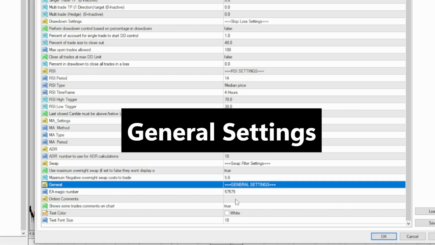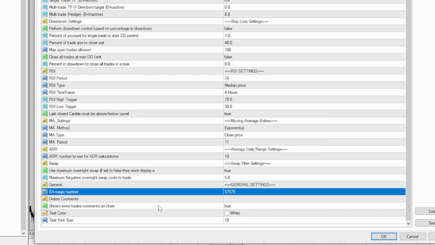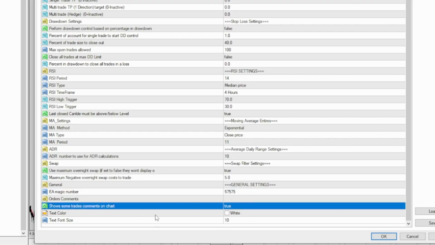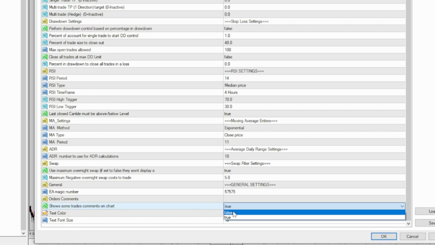Last but not least, we have general settings. This is just the magic number. You have to have them different for every chart you have open. And we also have the orders comments, which is that black box you saw on the top left, which will just show you what your maximum drawdown position size is, what your account balance is, equity, all that. If you set it to true, it will show up. If you set it to false, it will not show up.